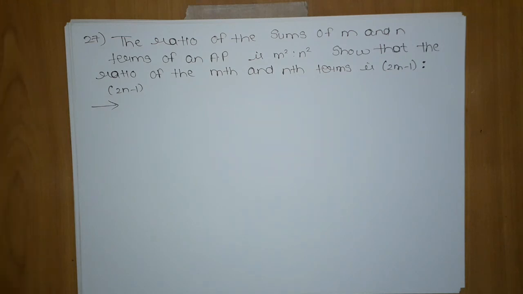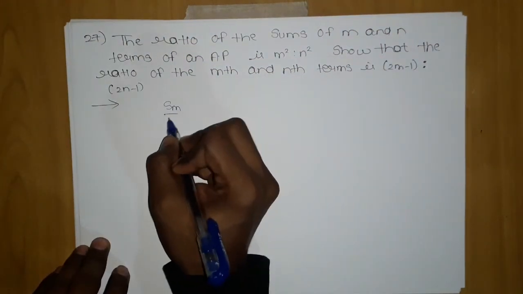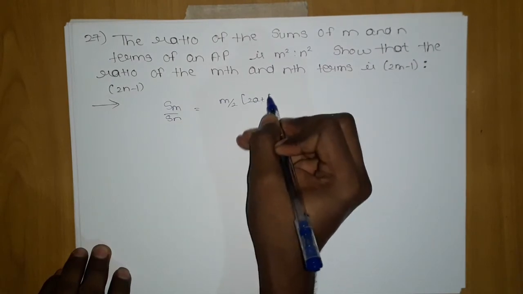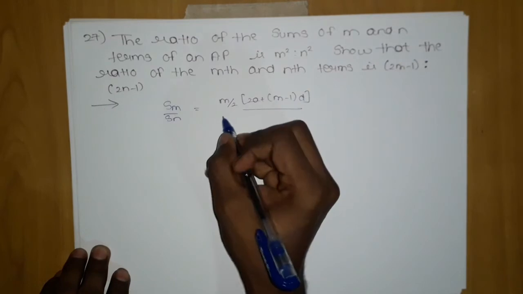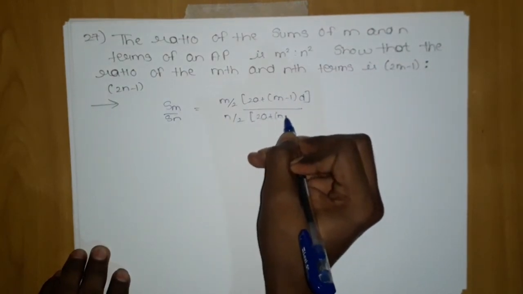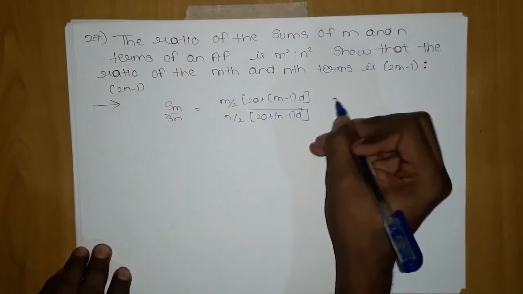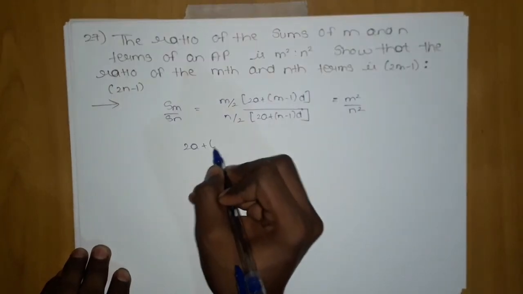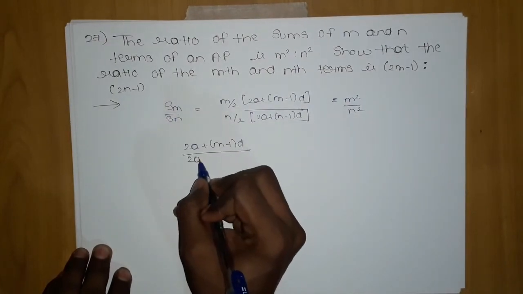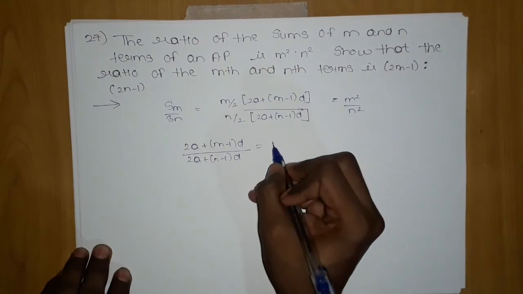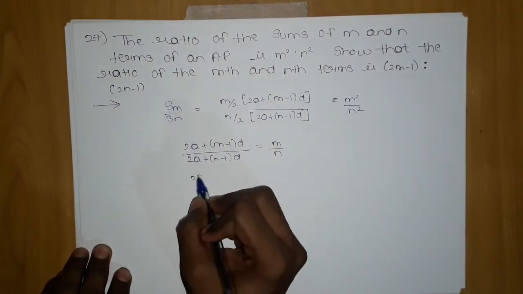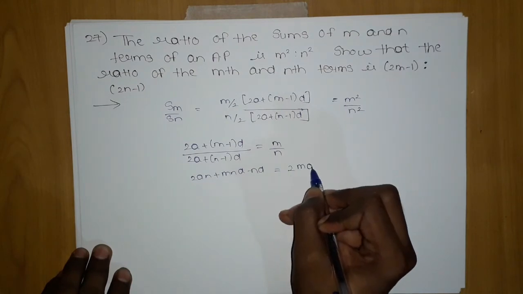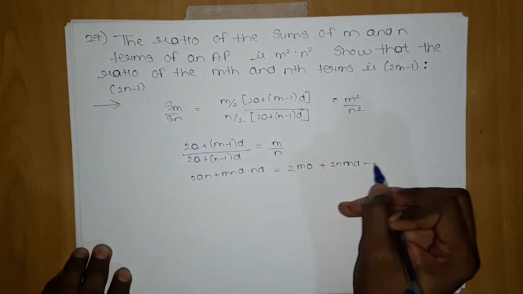So Sm upon Sn is m square by n square. Let me write it: m by 2 bracket 2a plus m minus 1 into d, upon n by 2 bracket 2a plus n minus 1 into d, which is m square upon n square, right? Now m will cancel out, 2 will cancel out, which will give me 2a plus m minus 1 into d upon 2a plus n minus 1 into d should be equal to m by n. If I multiply both sides, I get 2an plus mnd minus nd should be equal to 2am plus 2md minus md.